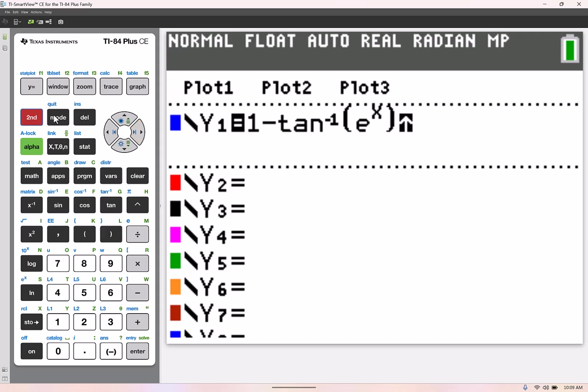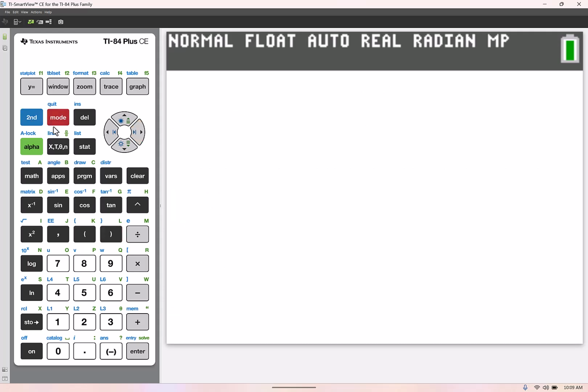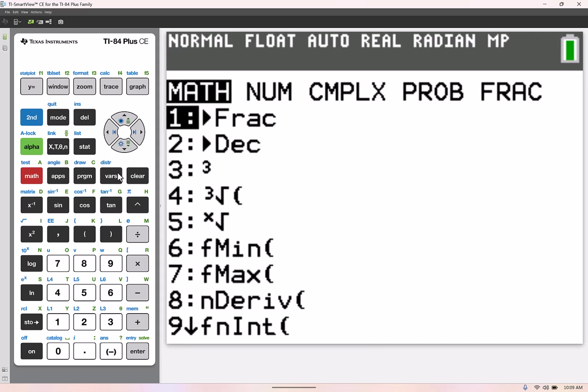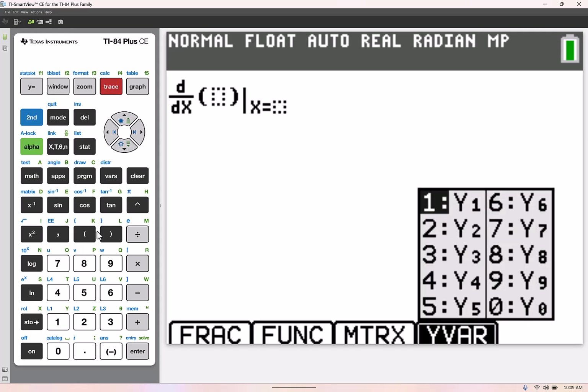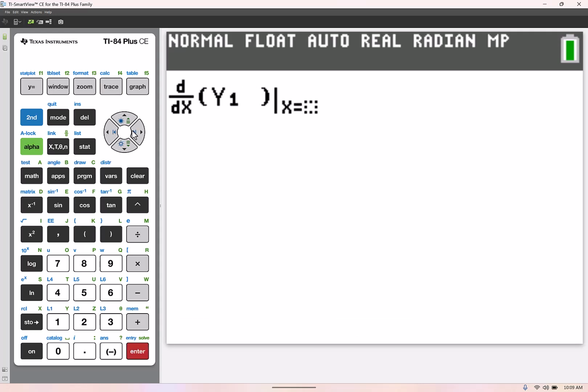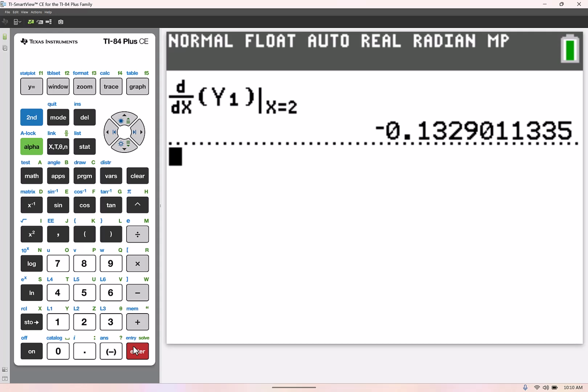I'm going to go to my home screen. All right, guys, focus. All you got to do is go math, number 8, derivative, numeric derivative at x of alpha trace y1 at x equals 2 because they wanted the acceleration at 2. And there it is. That's it. Type that number in. How many digits after the decimal? 3 at least. You can round or truncate.